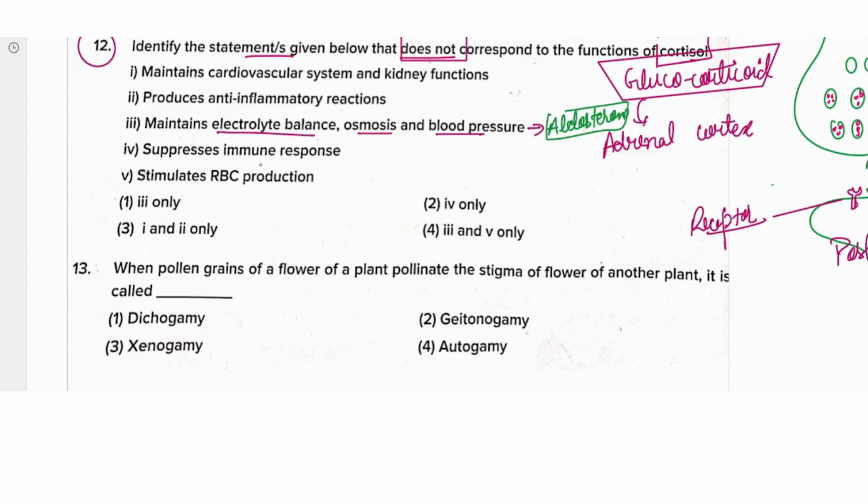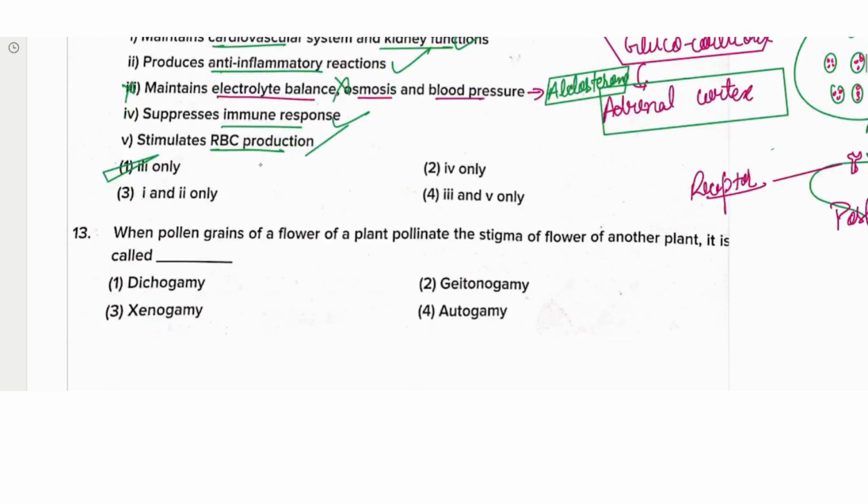Accepting these, all the remaining ones would be functions of cortisol, like cardiovascular and kidney function, anti-inflammatory reaction, RBC production, and suppressing the immune response. These are all functions of cortisol. So that is what we have to see. The third should not be there; the rest are all functions of cortisol. So it would be option number one, because they are asking which does not correspond.